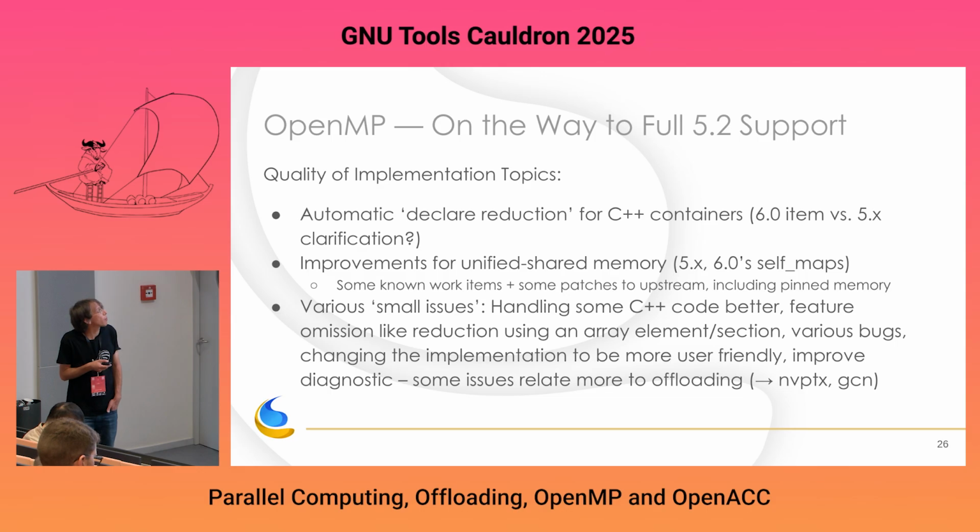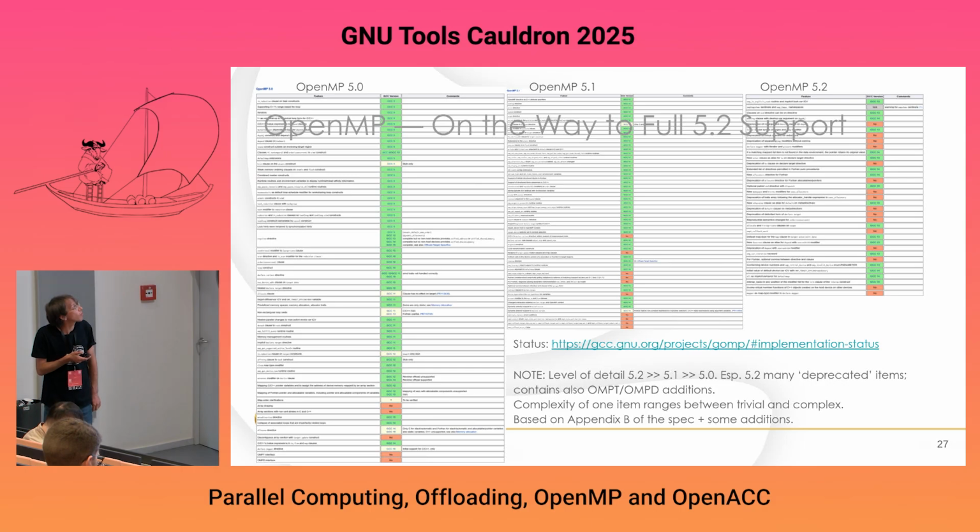And there are also some quality of implementation things. The first one is the question of whether it belongs to 6.0 or another version, because it was added as a clarification in 6.0, but it sounds a bit more like a new feature, although Clang supports it. And then unified shared memory and various fixes. That's a bit of the to-do list. That kind of gives mostly the status.